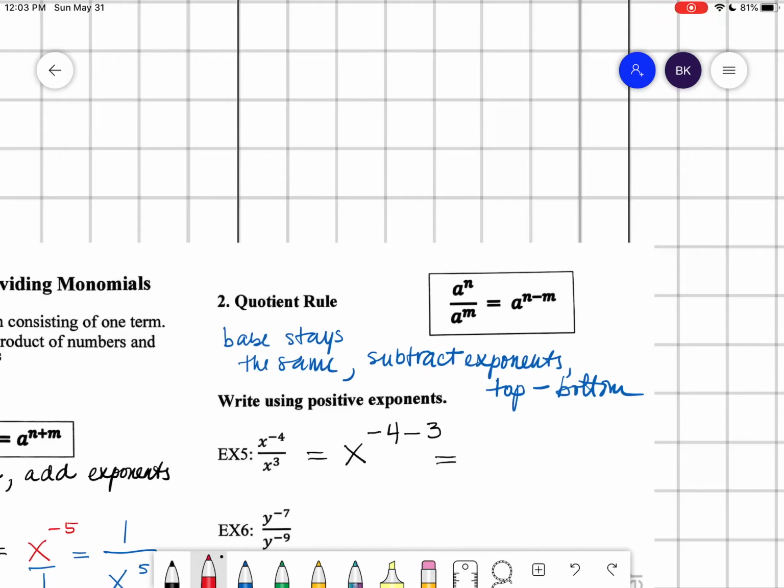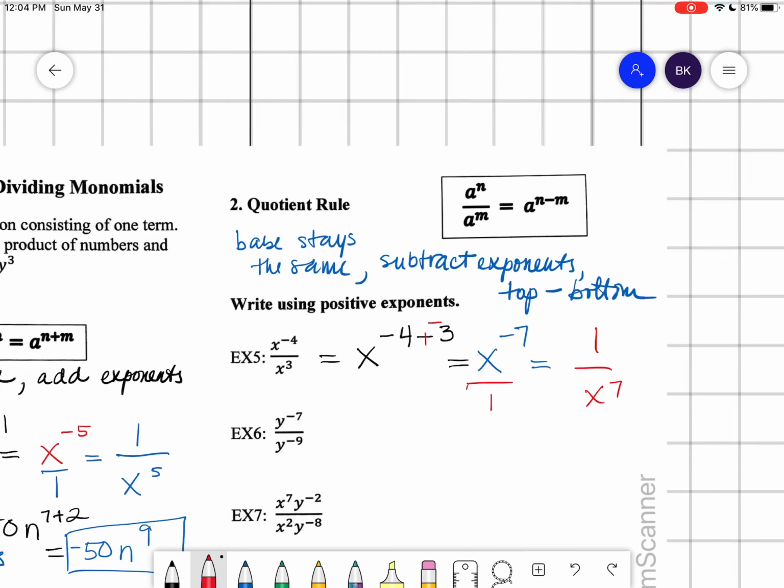Base stays the same. Negative 4, and then remember we're going to do keep, change, change, and it's going to be x raised to the negative 7th power. Now the exponent is negative, so I'm going to rewrite my final answer using a positive exponent. Remember, it's 1 over x to the 7th power.